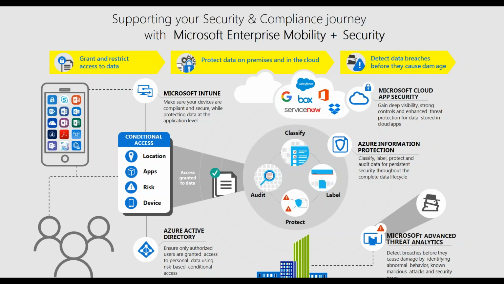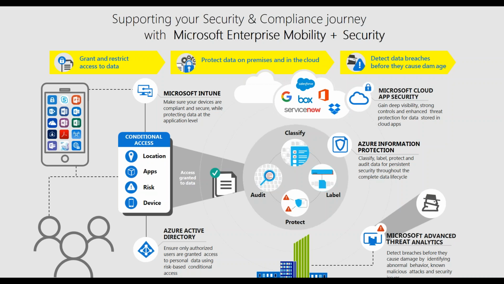So Microsoft Enterprise Mobility plus Security is made up of 5 main components. So firstly is Azure Active Directory. Then we've got Microsoft Intune. We've got Cloud App Security, Azure Information Protection, and then finally Microsoft Advanced Threat Analytics, or otherwise known as ATA. So I'll go through these at a high level on this slide, and then we'll go a little bit deeper as we go through. So first of all, we go through Azure Active Directory. Now this is the front door effectively to all Microsoft services and needs to be addressed first. Azure Active Directory ensures only authorized users are granted access to personal data using risk-based conditional access.